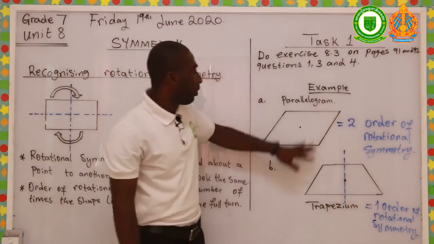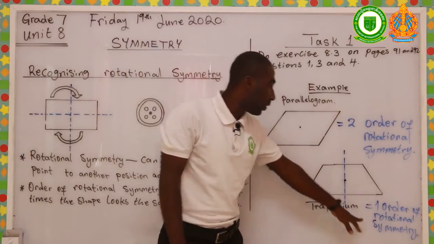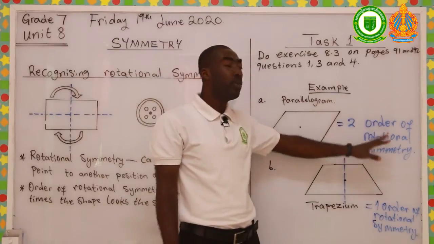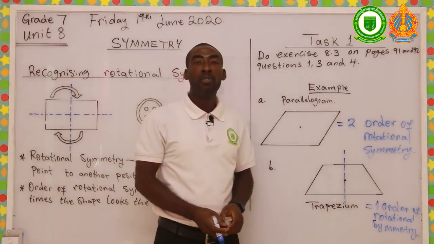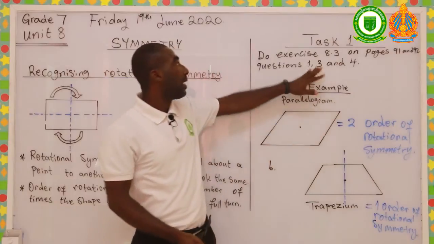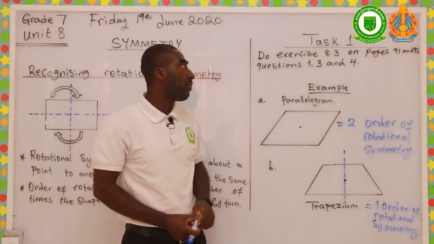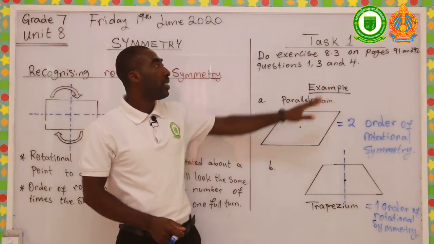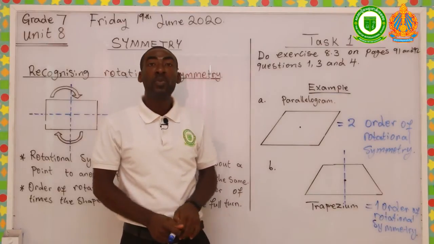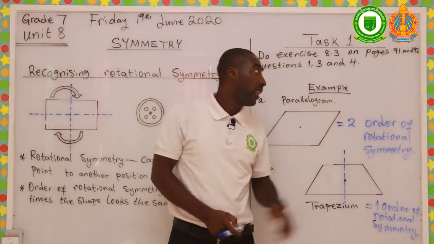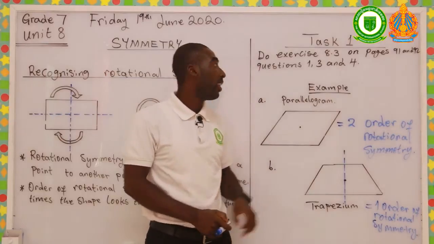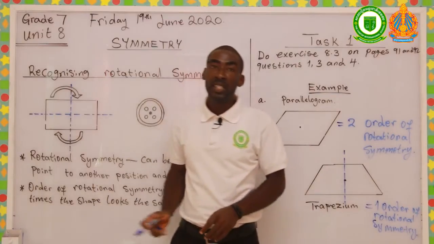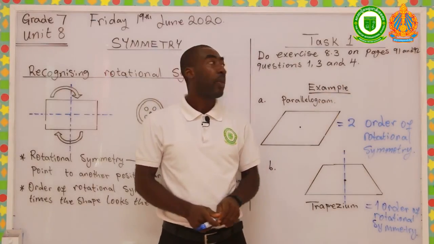Okay, so a trapezium will give you 1 order of rotational symmetry, whilst a parallelogram gives you 2 order of rotational symmetry. I will then move you to your task 1 for the day. You are doing exercise 8.3 on pages 91 and that of 92. We are doing questions 1, 3, and 4. Okay, I hope that you can apply the knowledge that you have learned from this session and solve these questions.